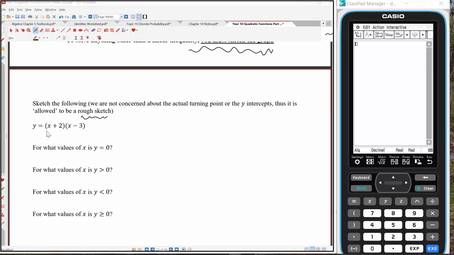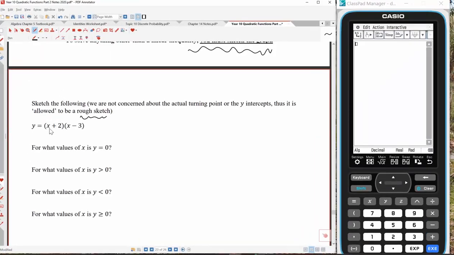So here's this particular equation. And what we want to know is for what value of x is y equal to 0, greater than, less than, and greater than or equal to. So let's do the crap graph. The x-intercepts are going to be at 3 and -2, if I solve via the null factor law. It's an upright graph, so we draw it like that. Now that is a terrible graph, okay? But it's a means to an end.